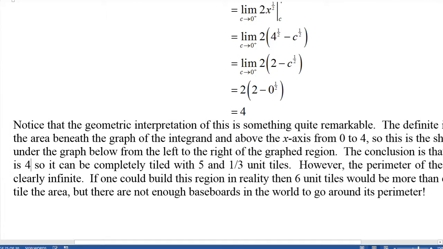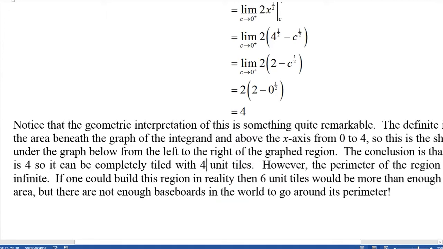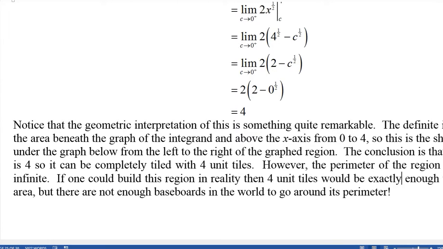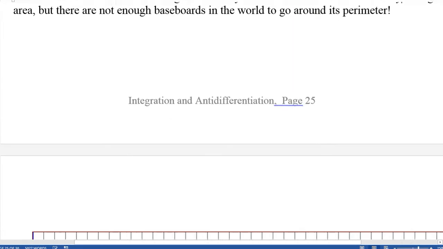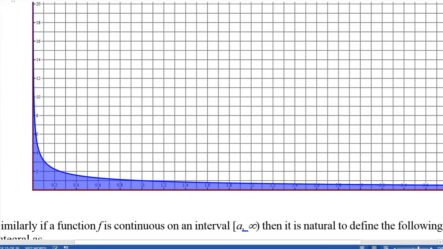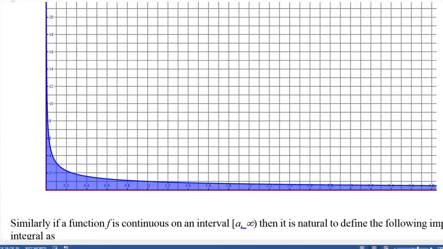Let me put the right numbers in here. Okay, very remarkable result. There's a picture of it again there. Okay, let's look at another example.